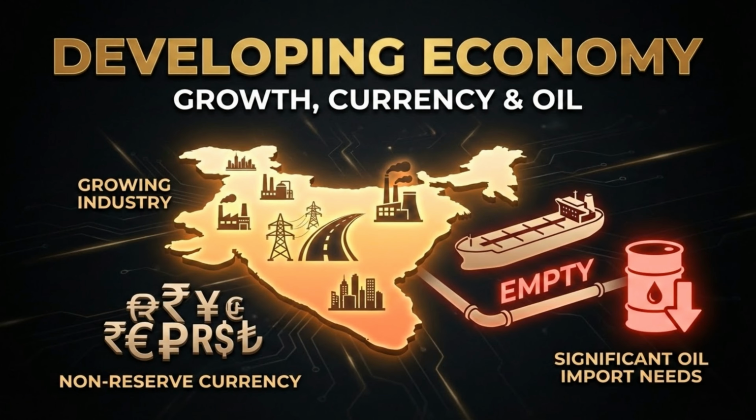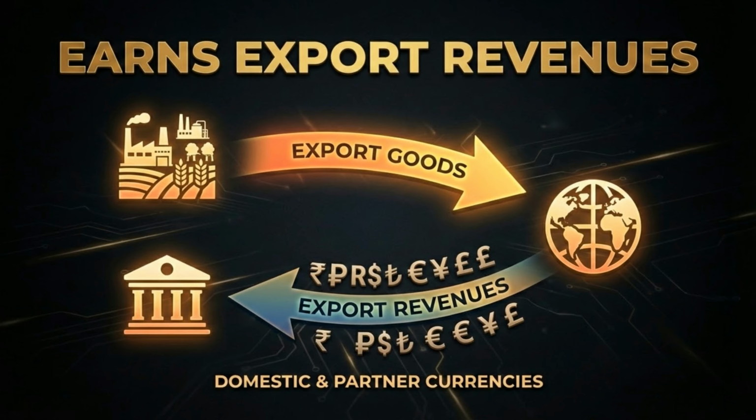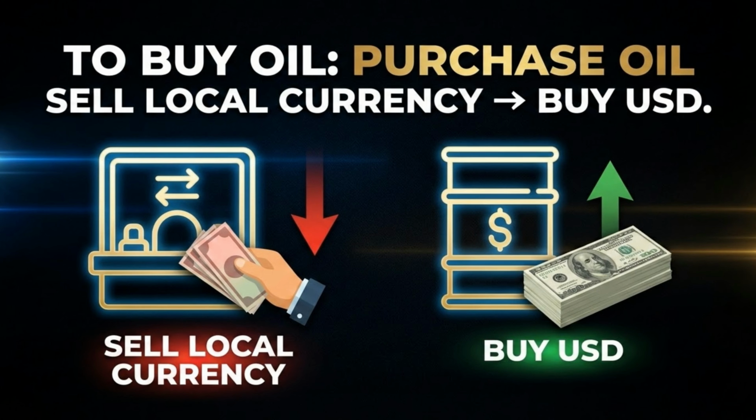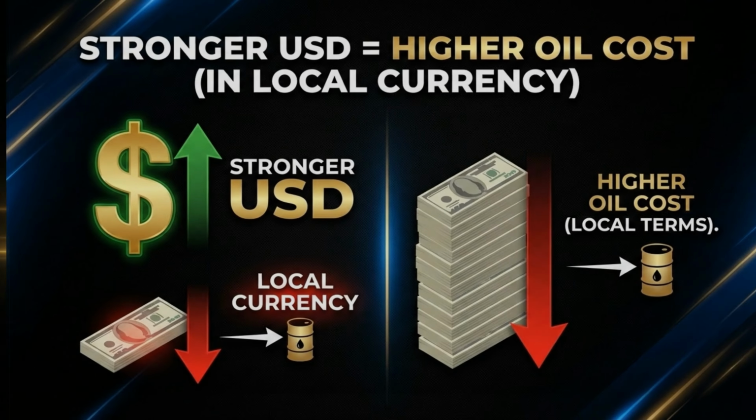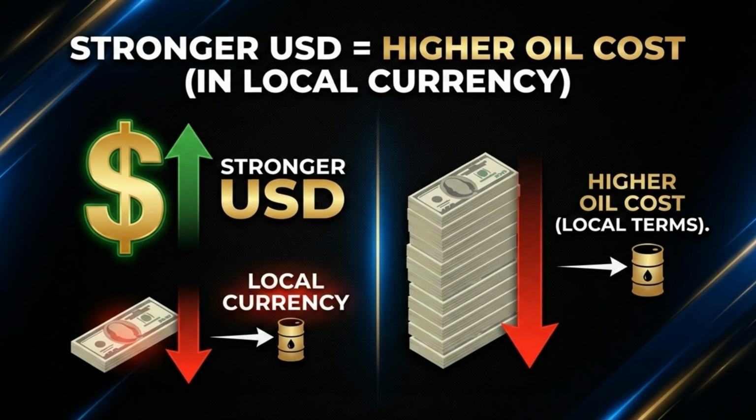Consider a developing economy, a country with a growing industrial sector, a currency that is not a major reserve currency, and significant oil import requirements. This country earns its export revenues in its own domestic currency, or in the currencies of its trading partners. To purchase oil, it must acquire US dollars, which means it must sell its own currency and buy dollars in foreign exchange markets. If the dollar strengthens relative to that country's currency, which the petrodollar demand floor structurally supports, then the cost of importing oil in local currency terms increases, even if the dollar price of oil remains constant.